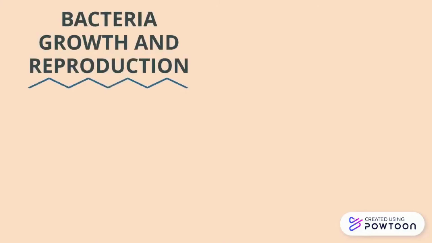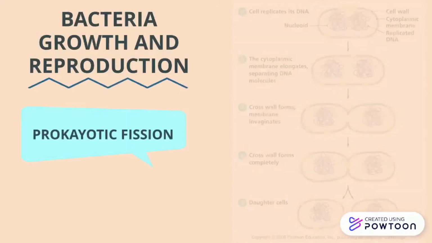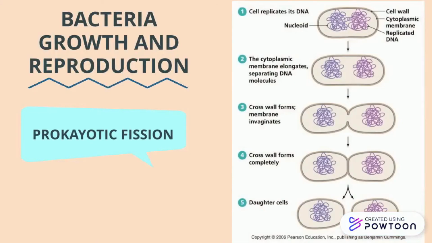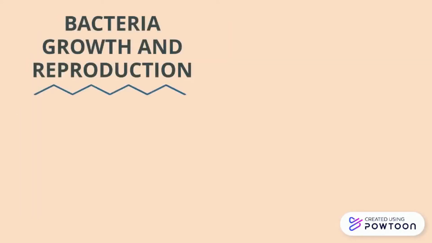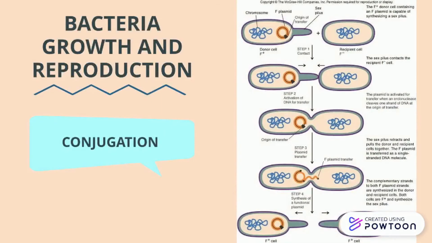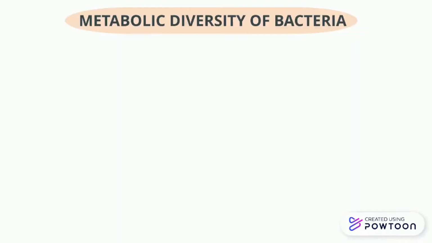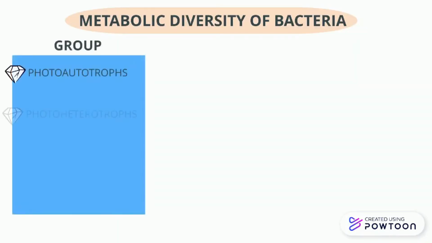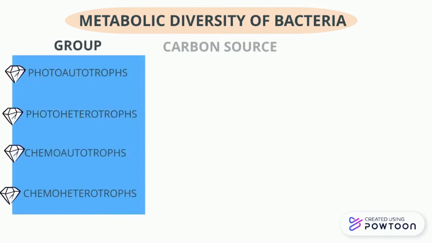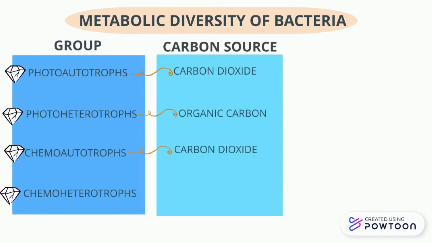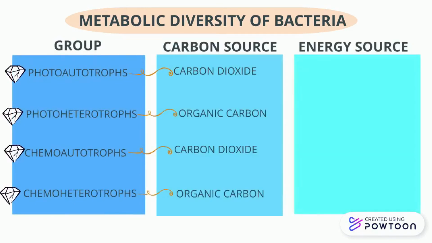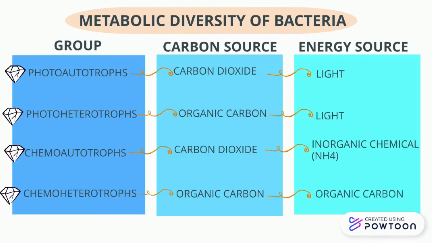One of bacteria growth and reproduction process is called prokaryotic fission. The other one, bacteria growth and reproduction process, is called conjugation. There are four types of metabolic diversity of bacteria, which are photoautotroph, photoheterotroph, chemoautotroph, and chemoheterotroph.